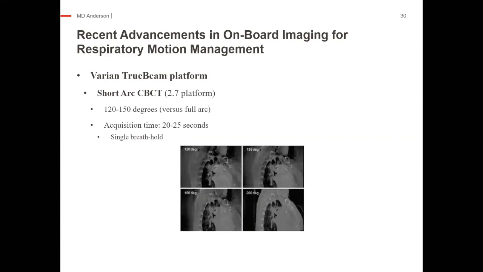There's also a short arc cone beam CT, and this is useful for breath hold patients specifically. Instead of it being a full arc for your half fan, which typically is going to be your abdominal and pelvic patients, it's going to be 120 to 150 degrees. So your acquisition time is like 20 to 25 seconds, which for most patients is a single breath hold. You can see on the top left, this is 120 degree acquisition versus bottom right is 200 degrees. So you can see the image quality is actually fairly reasonable.